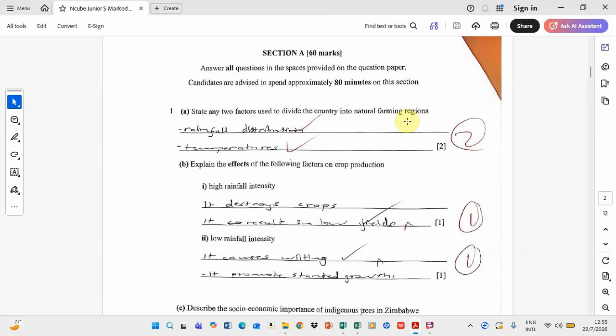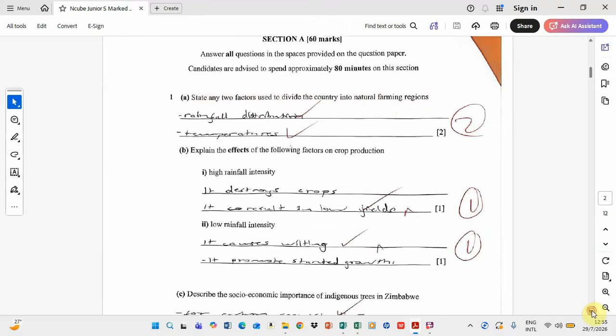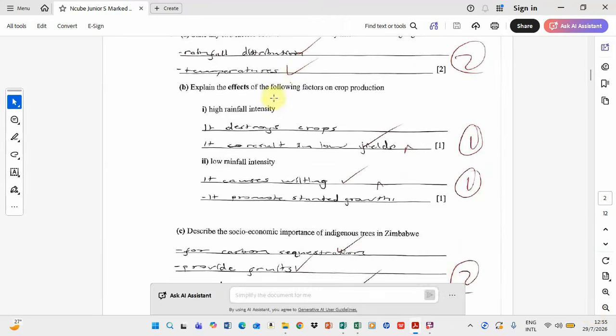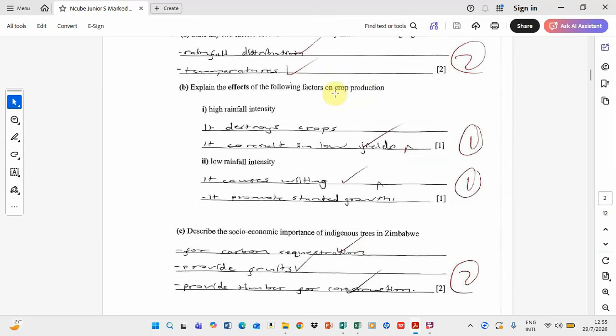You can also talk of agricultural activities which are practiced in different regions. Also, soil quality are also used when dividing the country into agroecological regions. But rainfall and temperature are the main ones. Right. Then next question, explain the effects of the following factors on crop production. Explain the effects of the following factors on crop production.